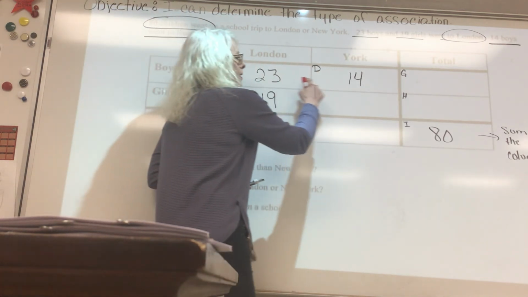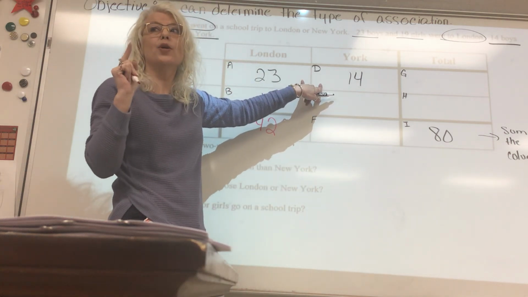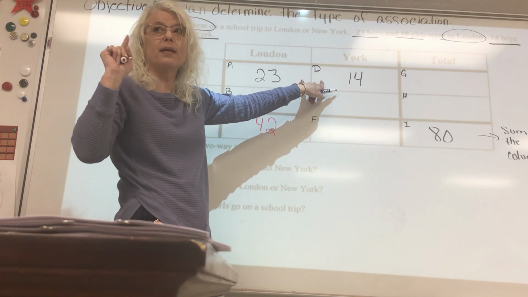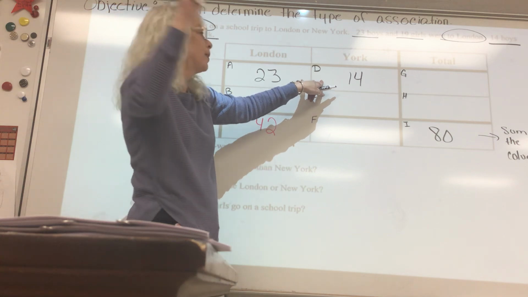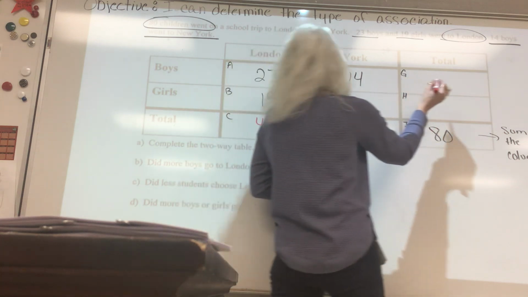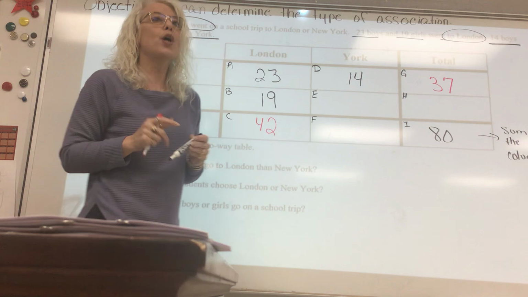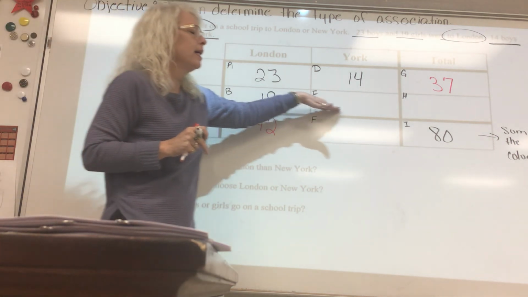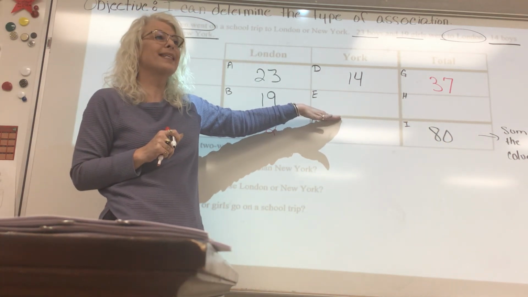In this row, how many pieces of information are missing? 1. So are we going to skip it or do it? Do it. Is this a total? So we're going to add these up. When you're finding the total, you add. In this column or this row, how many pieces of information are we missing? 2. So are we going to do it or skip it?